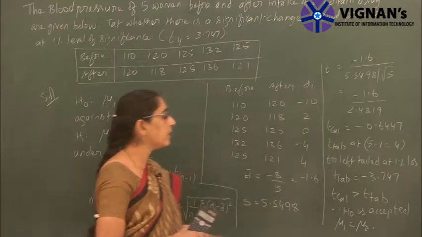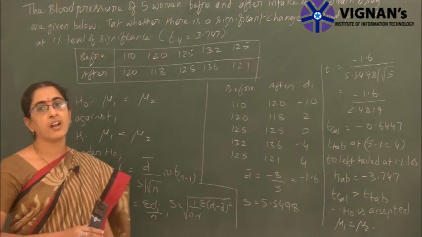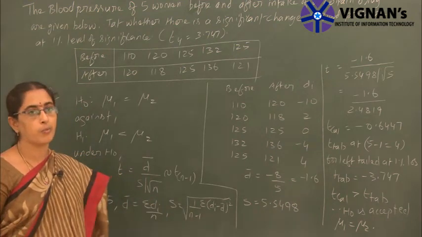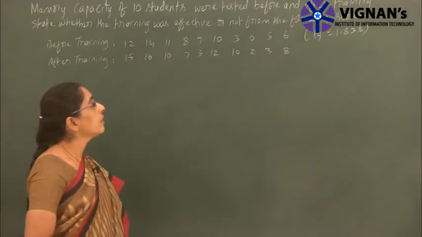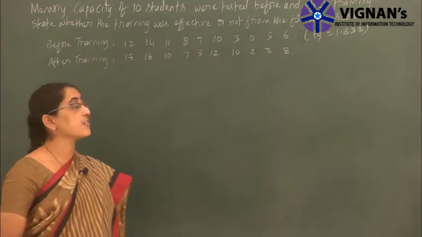Okay, so here there is no significant change in the blood pressure readings before and after taking a certain drug. That is the conclusion for this problem. Hope you understand this problem. Now let us see the last problem in paired t-test for difference of means.